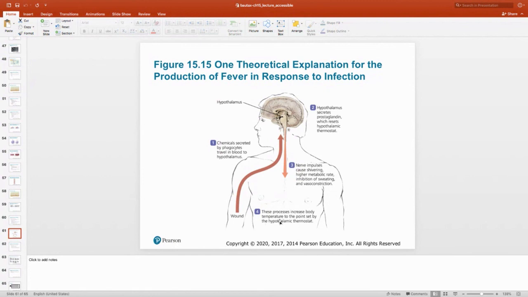So why fever? Well, it enhances the effects of the interferons. It will inhibit the growth of some microbes, and it could enhance the activity of the phagocytes or the cells with specific immunity and the process of tissue repair.